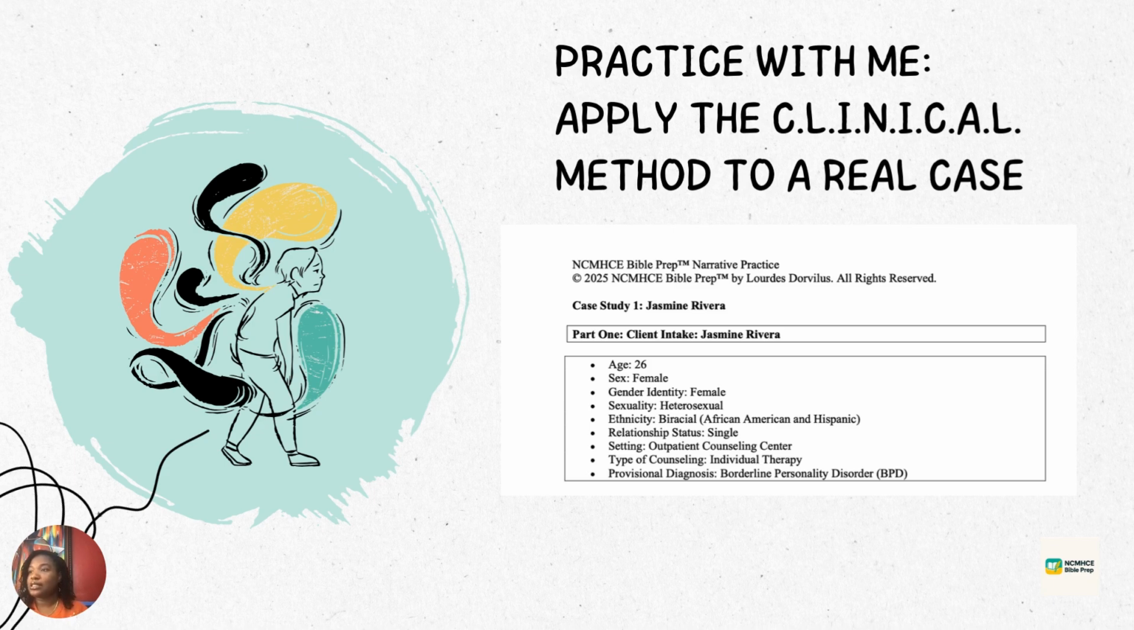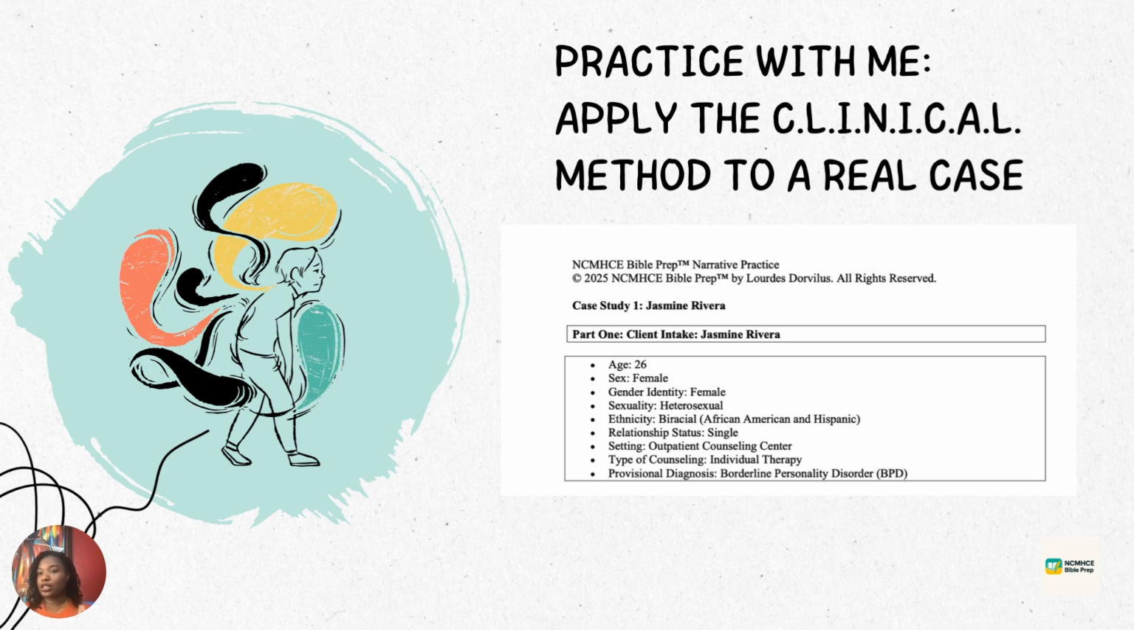As you can see, this client is Jasmine. She's 26, she's female. Her gender identity is female. She's heterosexual, biracial. Her relationship status is single. Her counseling setting is an outpatient counseling center. She's in individual therapy, and her provisional diagnosis is borderline personality disorder.